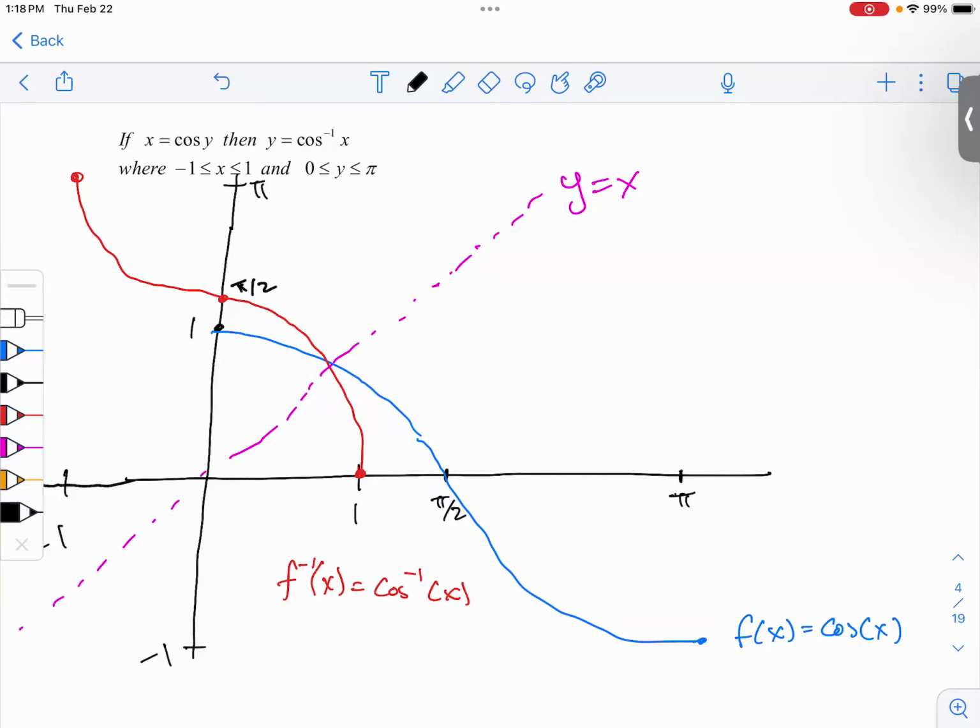So what's the next value for negative root 2 over 2? Root 2 over 2 has to be a multiple of pi over 4. Oh, I see. So it's not pi over 4. It's not negative pi over 4. What's right here? Negative root 2 over 2 is something around here. So what's in between pi over 2 and pi? It is a multiple of pi over 4. 3 pi over 4. 3 pi over 4. And those are the annoying ones.